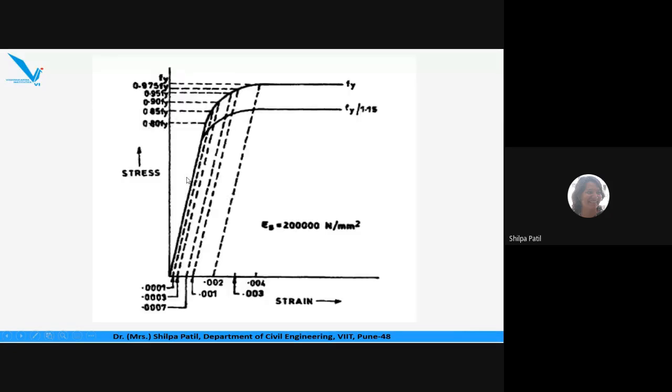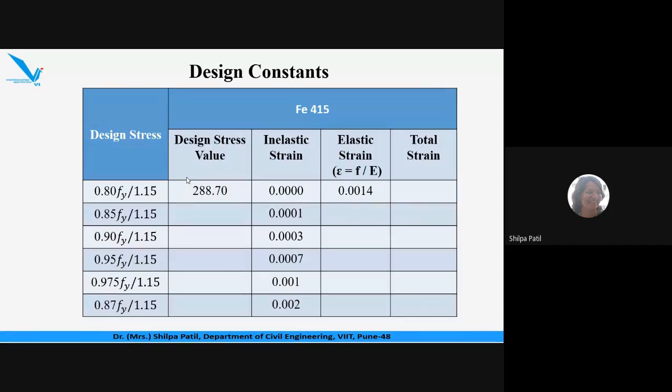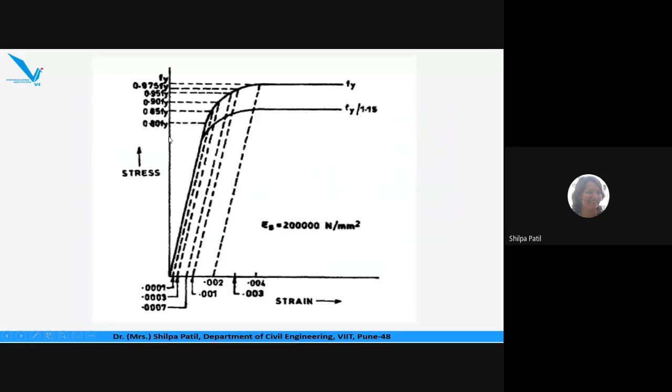Okay, so we will quickly prepare a table here. Everybody has to make the same table in your notebook, and we are going to do the calculation here. Now, we are interested in finding the total strain value for Fe415 steel. Strain values we have to calculate by making use of this curve. In this curve, different stress values are already given, and corresponding to these stress values, the inelastic strain values are also given.